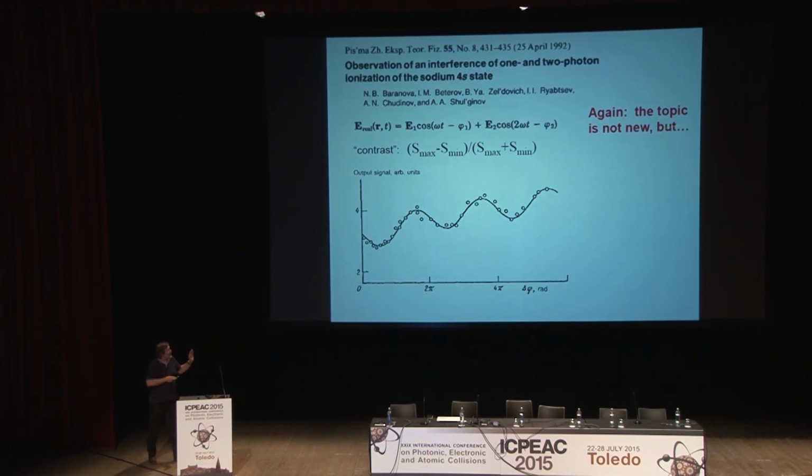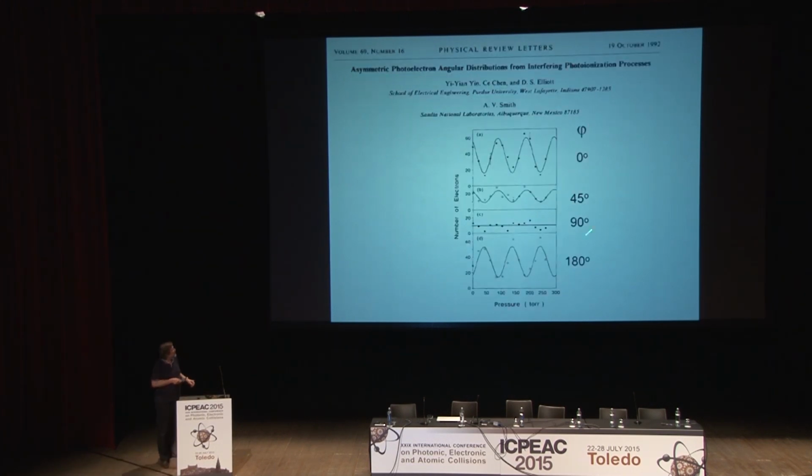Again, the topic is not new, but it was done in the optical range, not many times, and this, I think, was the first in atomic physics. You see, this is again left-right asymmetry as a function of the phase between the second harmonic and the fundamental. This was sodium 4s ionization, and in parallel, a few months later, there was a PRL independent measurement. This was rubidium. You see these oscillations. So the effect is known. But now we can do it in a completely different energy range.